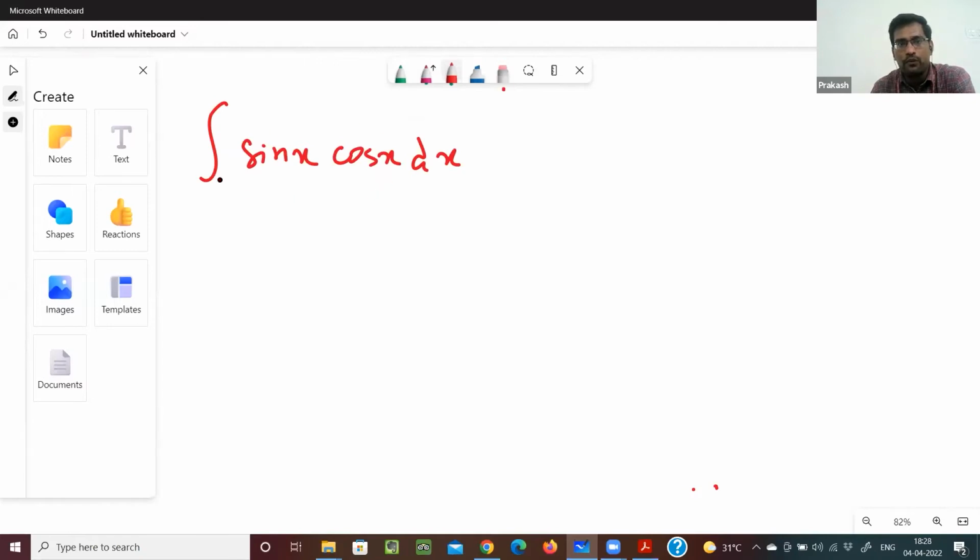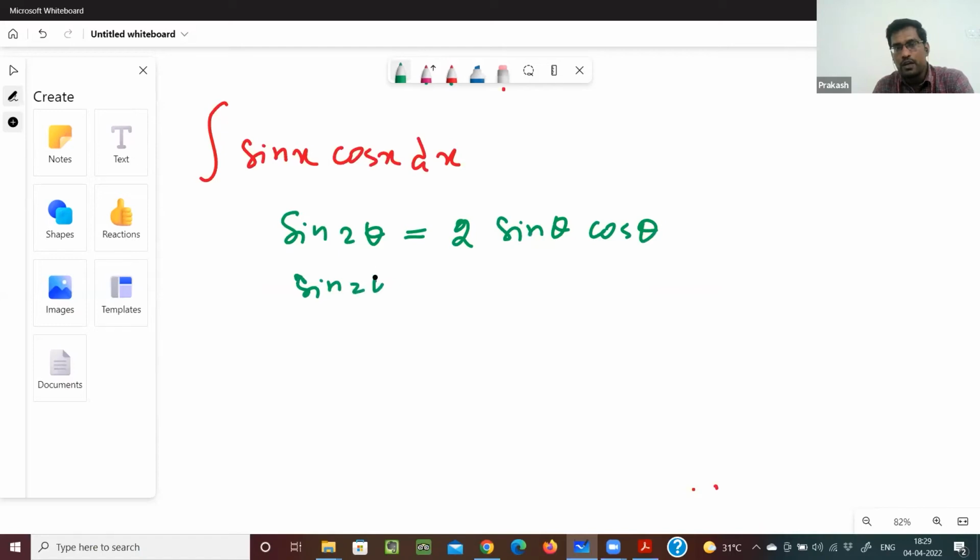You see, this f of x involves a sine function and a cosine function. But if you know the identities, we can easily evaluate this integral. Otherwise it is very difficult. We can't write the series expansion of sin x cos x, it will take a lot of time. So which trigonometry identity can we use here? We know sin 2 theta equals 2 into sin theta into cos theta. If you know this identity, this integral is very easy. Here sin 2 theta divided by 2 is nothing but sin theta into cos theta.